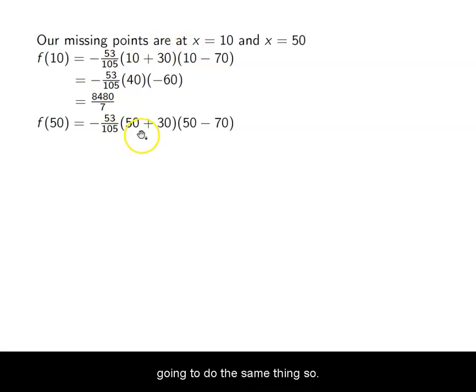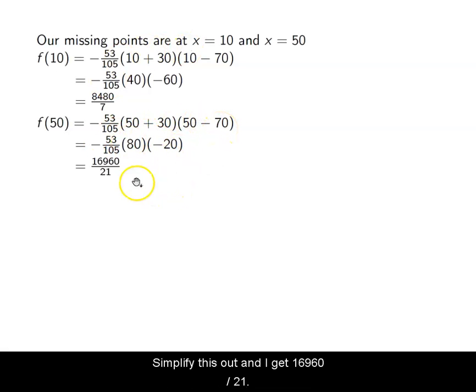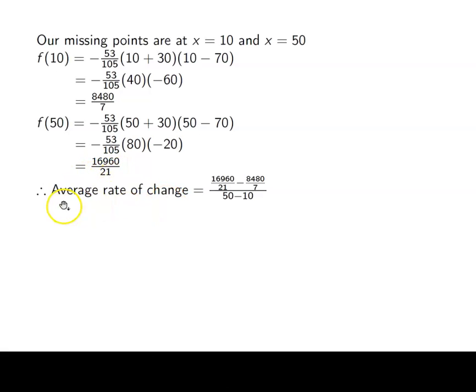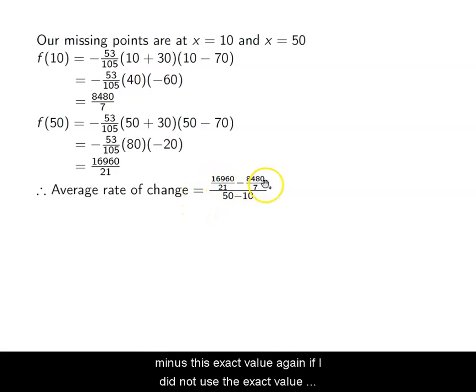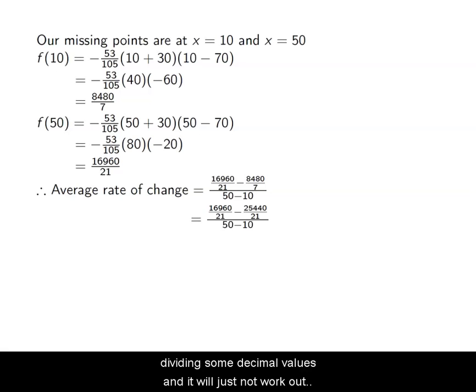I'm just going to do the same thing. So I'll get 80 and negative 20. Simplify this out, and I get 16960 over 21. Okay, so my average rate of change is this exact value minus this exact value. Again, if I did not use exact values, I would have some decimal error happening here, especially since I would be dividing some decimal values. Okay, it will not work out very well.